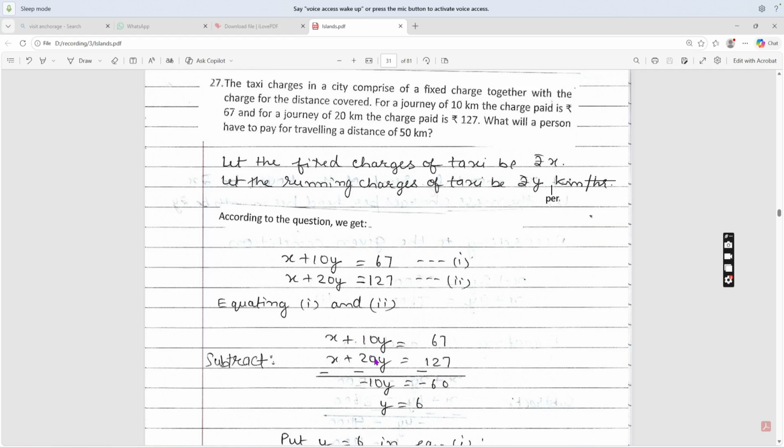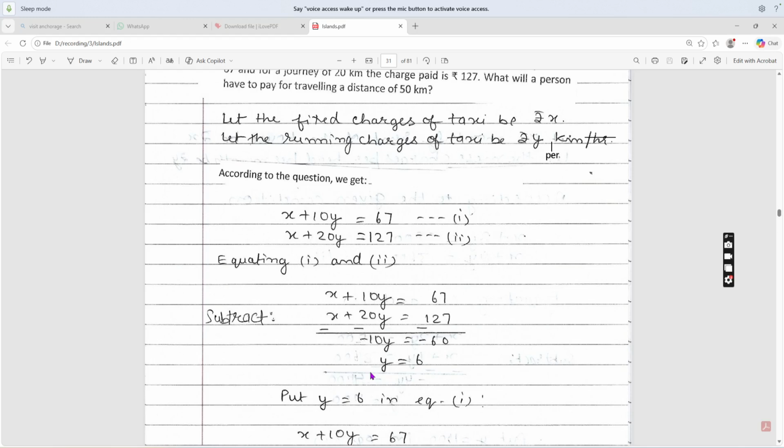Now we are going to subtract these two. Why? Because the coefficient of x in both of these cases is the same, that is plus 1, plus 1. So when the coefficients are the same, we are going to subtract. Now this plus becomes minus, this plus becomes minus, this plus becomes minus. Now plus 67 minus 127 will give us minus 60. Plus 10y minus 20y will give us minus 10y. Plus x minus x will give us 0. So minus 10y is equal to minus 60. So what we are getting, y is equal to minus 60 upon minus 10, that is plus 6.